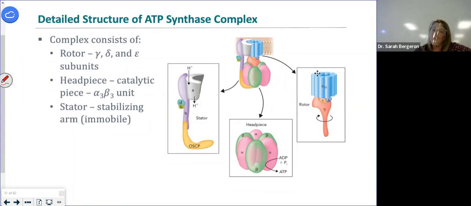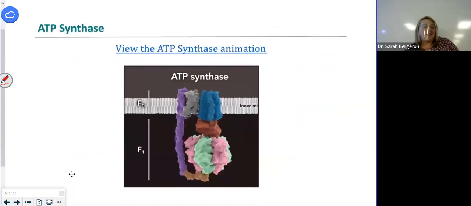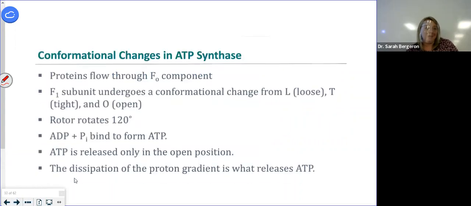So when this blue thing turns, this is called the rotor. It actually has a piece that extends right smack down in the middle of the headpiece. So it actually bumps along on the different parts of the headpiece, and this is what induces the conformational change. Every time that rotor hits one of those subunits in the headpiece, it changes the conformation of the headpiece. And that's what actually drives ATP synthesis. You really need to watch the animation. It's really awesome. You should watch the animation.